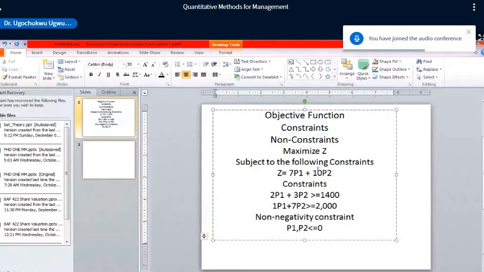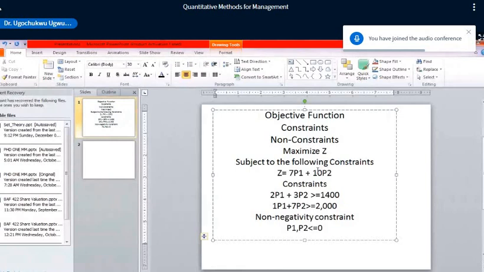Now, the question says formulate this problem as a linear programming model. Using the graphical method, determine the optimum production level and the maximum profit. If you look at the question, they have given you a scenario from which you are going to draw out your objective function, draw out your constraints, and then determine your non-negativity constraint.